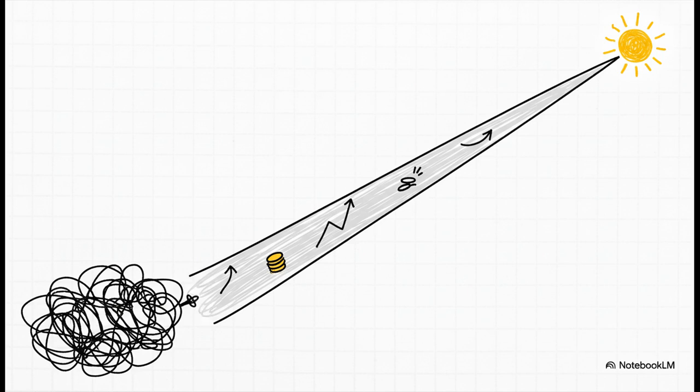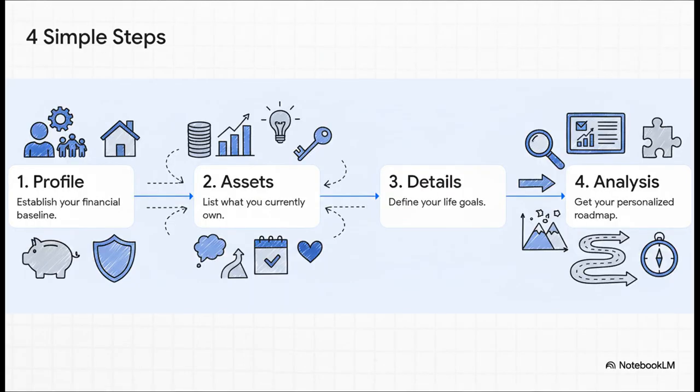And honestly, you might be surprised at just how simple it can be when you have the right map in front of you. We've actually broken the whole process down into just 4 simple steps. First, we'll set up your financial profile. That's kind of like your starting line. Then we'll take a look at your assets to see what you're working with. After that, we'll get into the really important details about your life goals. And finally, we'll bring it all together with a personalized analysis.